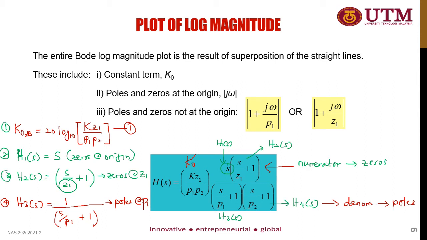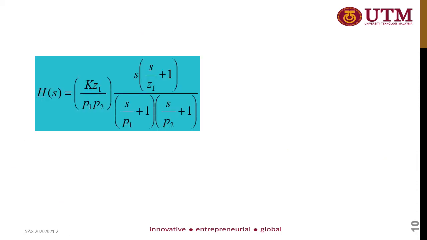Lastly, you have the final component h4s, or fifth, still at the bottom, so 1 over s divided by p2 plus 1. In this case you have poles at p2. I'll show you in detail in the next slide. In a more organized way, once we have the transfer functions, identify how many components you have, whether it is poles or zeros, at origin or not at origin. First you have the constant, next s outside the bracket, which is zeros at origin, then the third component, then the fourth one, poles at p1, and the fifth one.